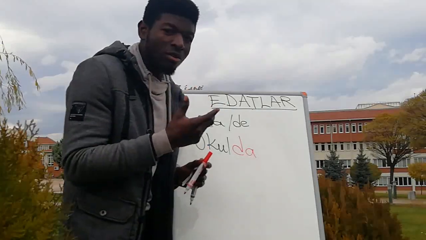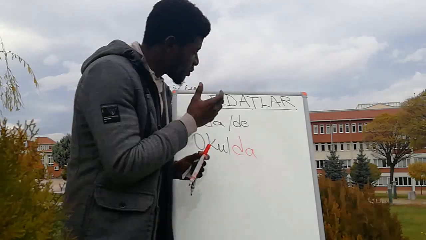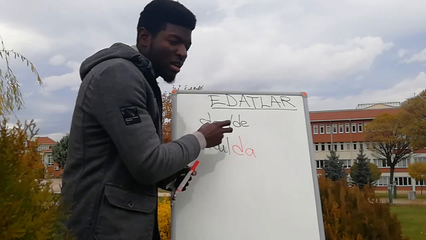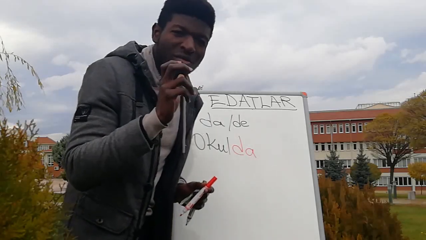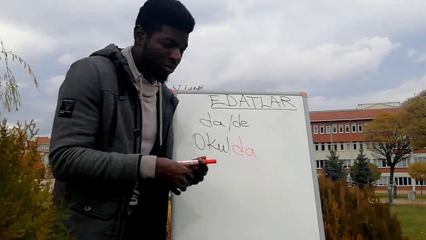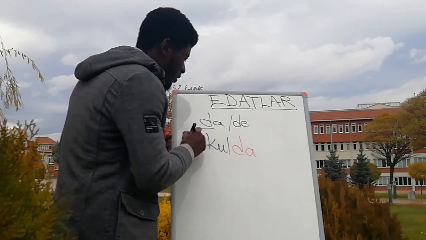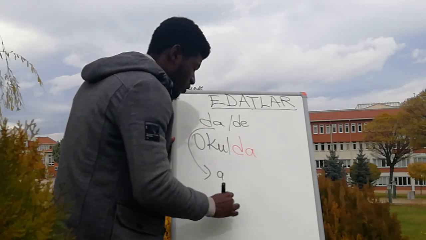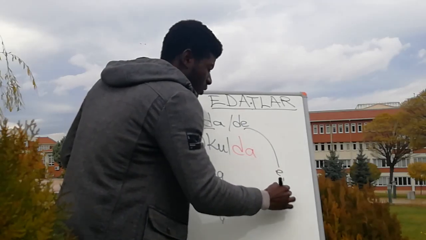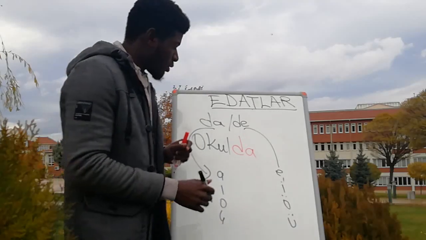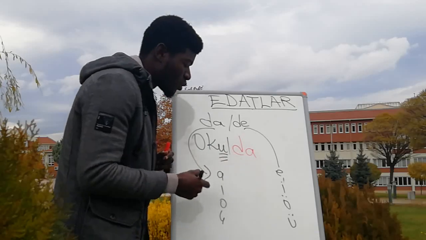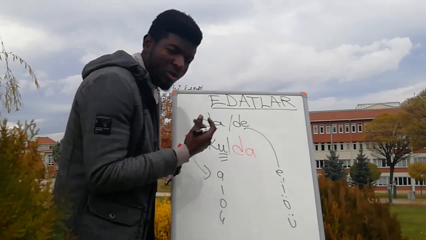So we have da and de. Now you will probably ask me, when do we use da, and when do we use de? There's no difference between using these two things. The difference is only the vowel harmony in the Turkish language, and I think last time I talked about that with you. So da will be going for a, o, u, and de for e, i, ö, ü. Since the last vowel in the word okul is u, from the strong vowels, we will be using da.